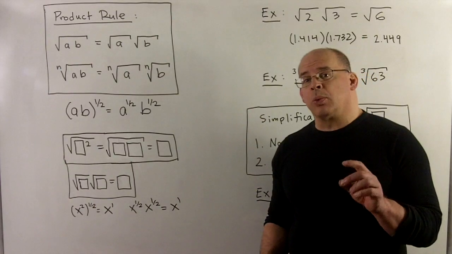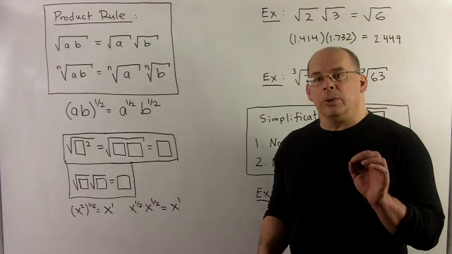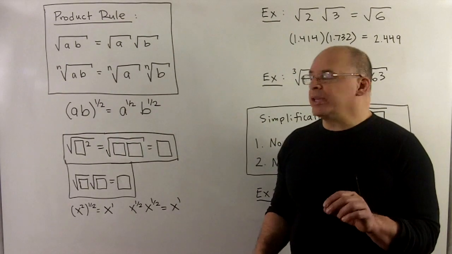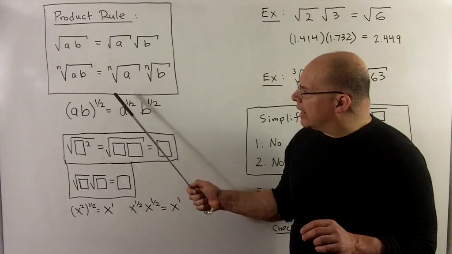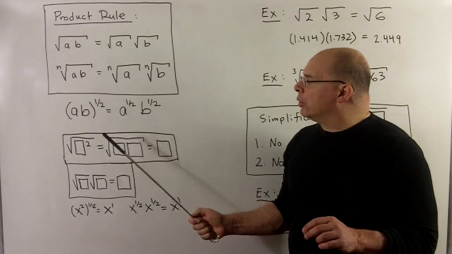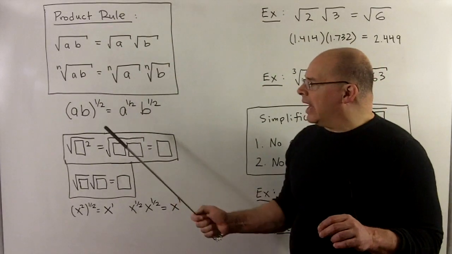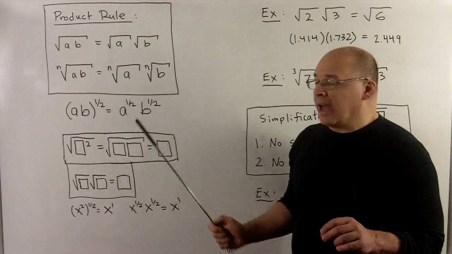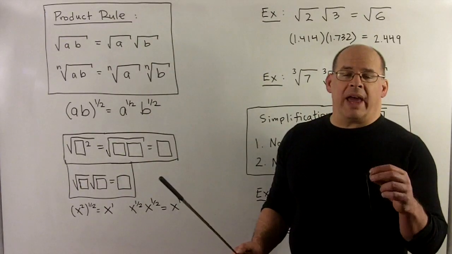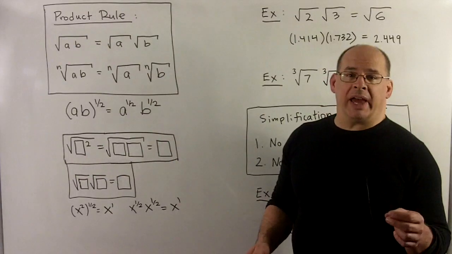Our next big tool for working with square roots is the product rule. There's nothing new here. This is just a special case of our rule for putting an exponent over a multiple base. So for square root, here we have exponent 1/2, and so AB to the 1/2 is A to the 1/2, B to the 1/2, and then we just take those 1/2s to square roots. So the square root of AB is the square root of A times the square root of B.